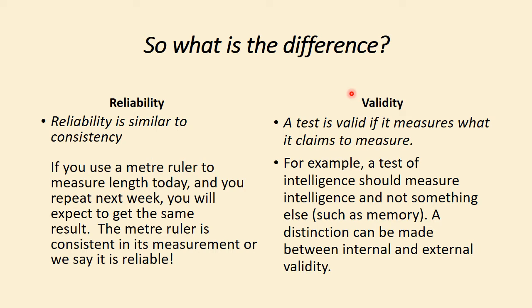Now, throughout the course, we have questioned the validity of different tests, different studies, and we will go into more detail about the different types of validity in a second. But as a general rule, if we believe that the research is measuring what it claims to measure, then we would consider it valid. So, for example, a test of intelligence should measure intelligence and not measure something else, such as memory. There is a distinction between internal and external validity, and I will go over that again in a bit.